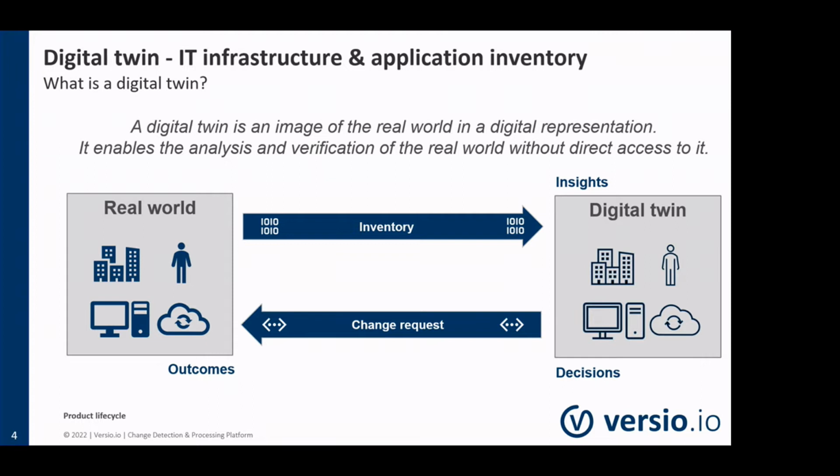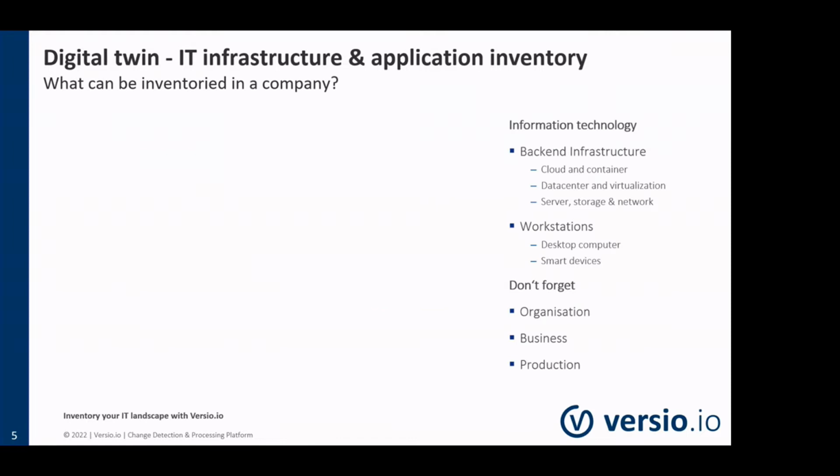Based on the result, you can then make the desired changes in the real object, for example, your cloud, by means of a change request. For example, you could provide for an update of the operating system version. The metaphor of the digital twin helps us to better clarify the interaction between the real world and the inventory of digital documentation.